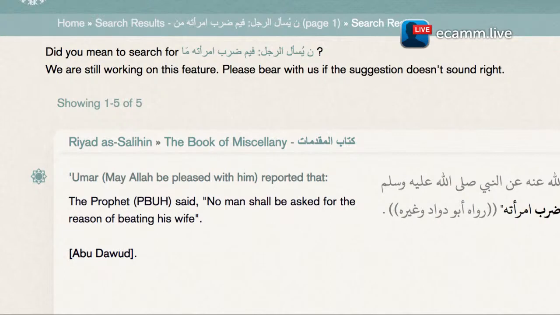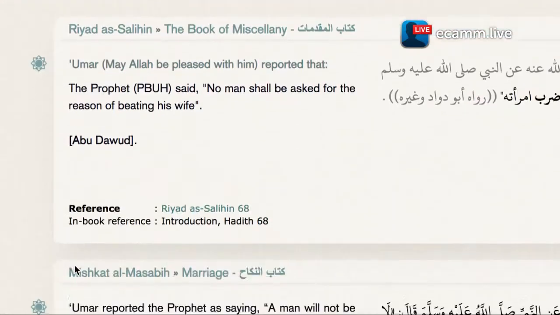When you say that a man in Islam is allowed to beat his wife, they say, no, this is not the teaching of Prophet Muhammad. But this is in the Quran, chapter 4, verse 34. And you see the hadith in front of you.